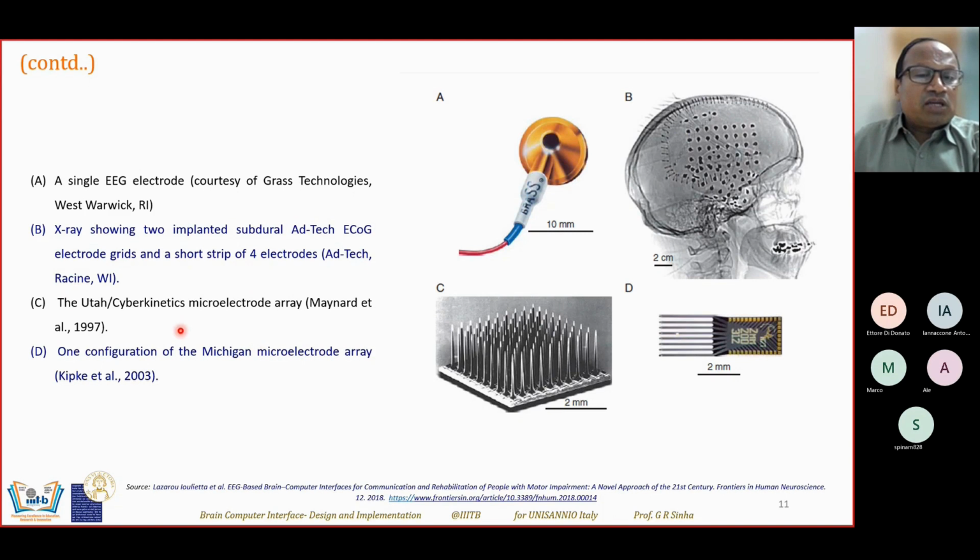And then C is actually a microelectrode array. The development was in 1997. So 10 mm, then 2 cm. Look, 2 cm is the complete area, and this is 2 mm. Now 2 mm is a very small area that is covered by microelectrode arrays. And the other configuration, the Michigan microelectrode array, the next one, was also a microelectrode array. You can see it is in the form of a chip only, an IC only, that goes inside the cerebral cortex. So these are the different electrodes which are used in capturing the signal.